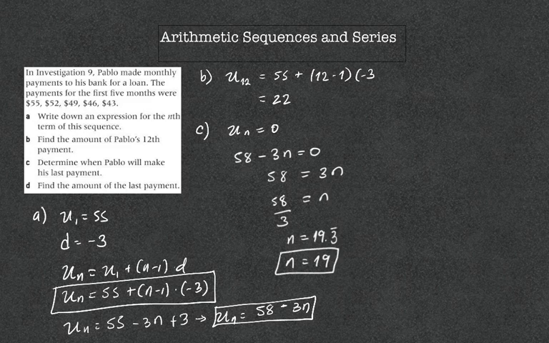Finally, for D, they want to know how much he is paying last. That means what is the value of the 19th payment. Actually, let's use the simplified formula: 58 minus 3 times 19, and that is equal to 1.